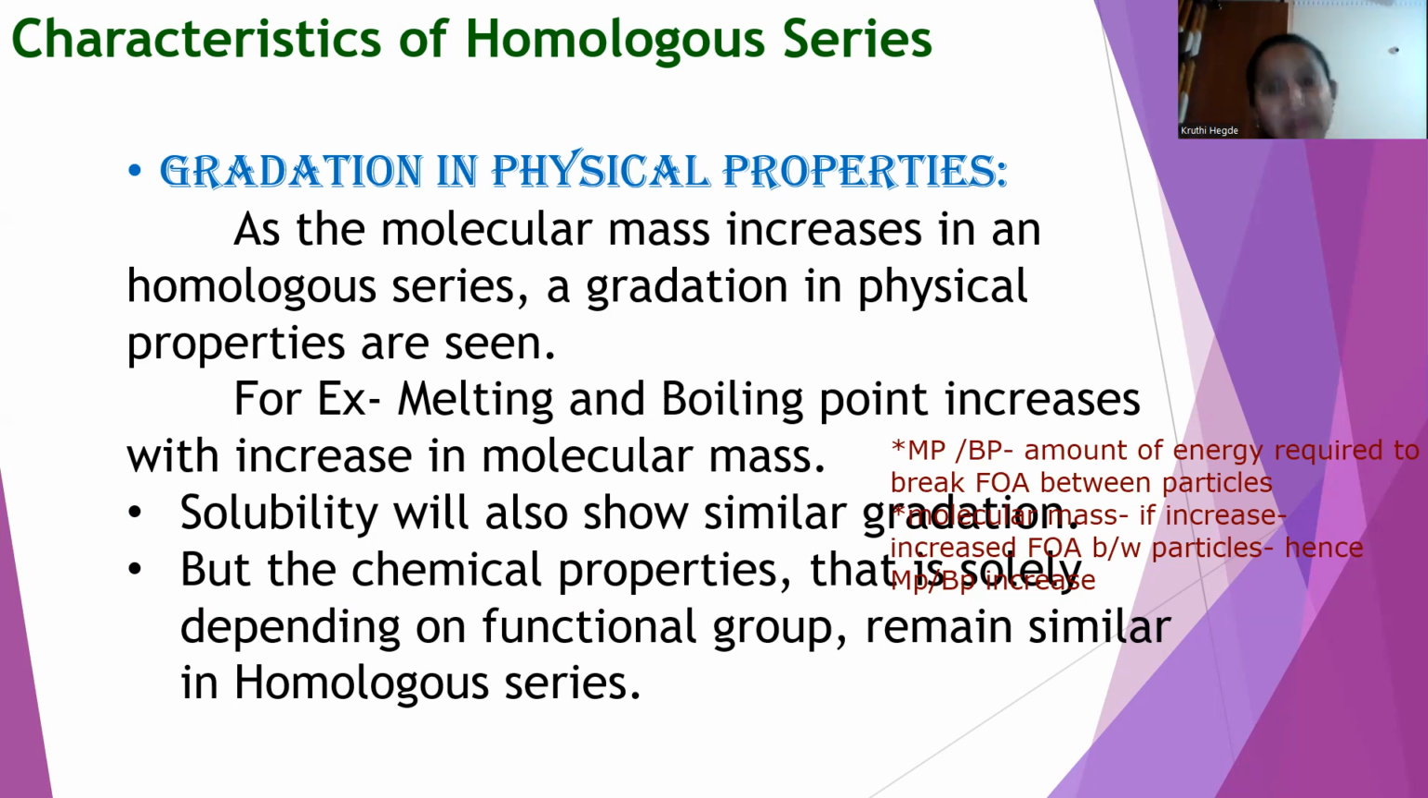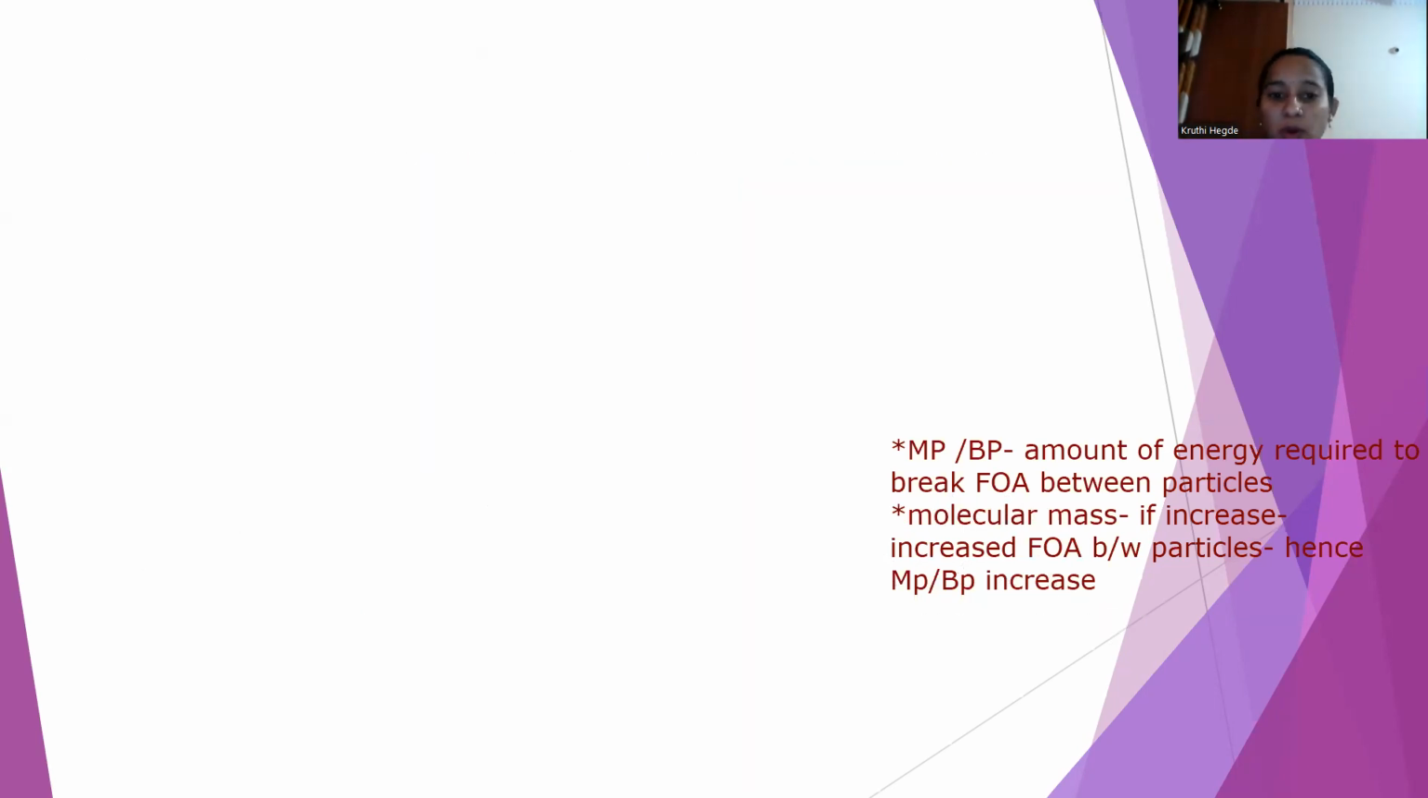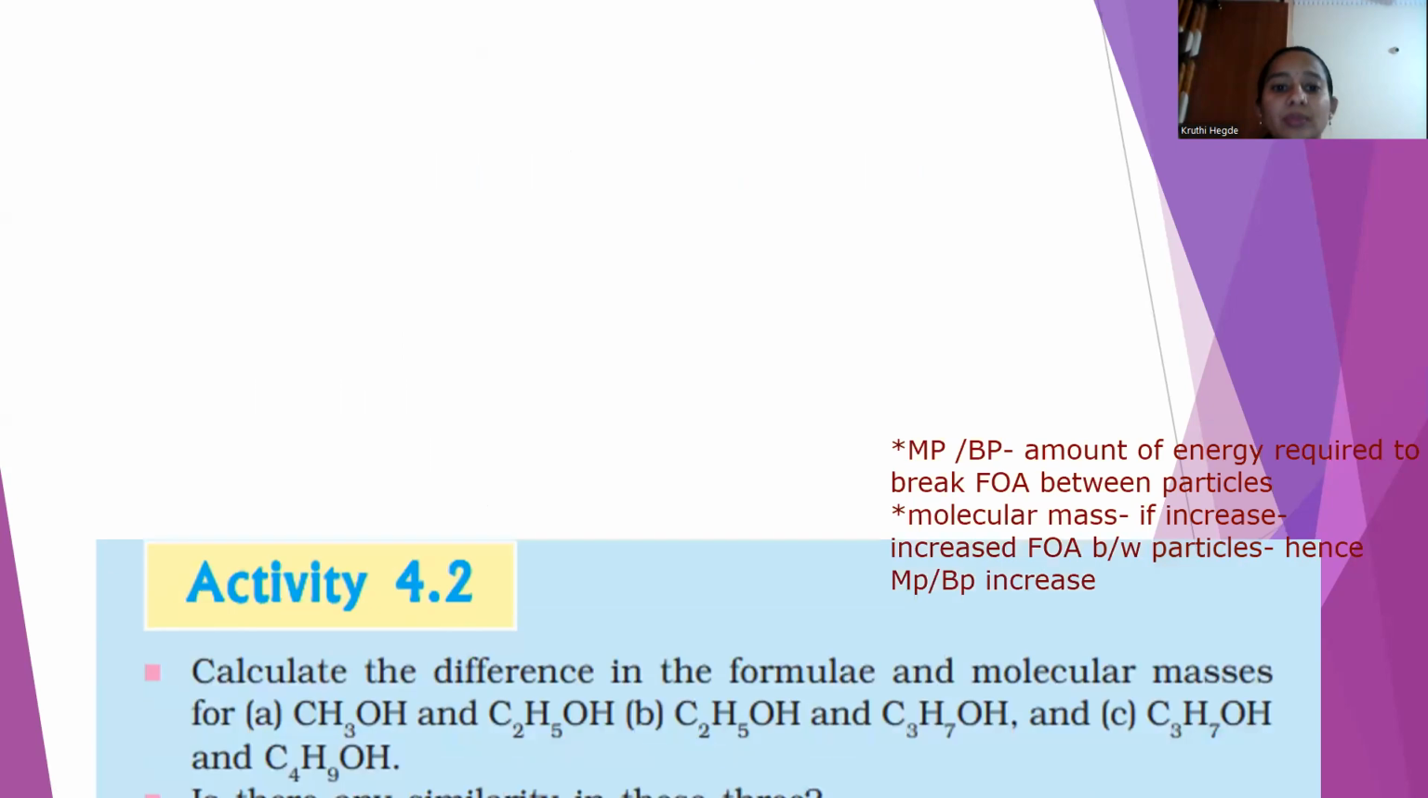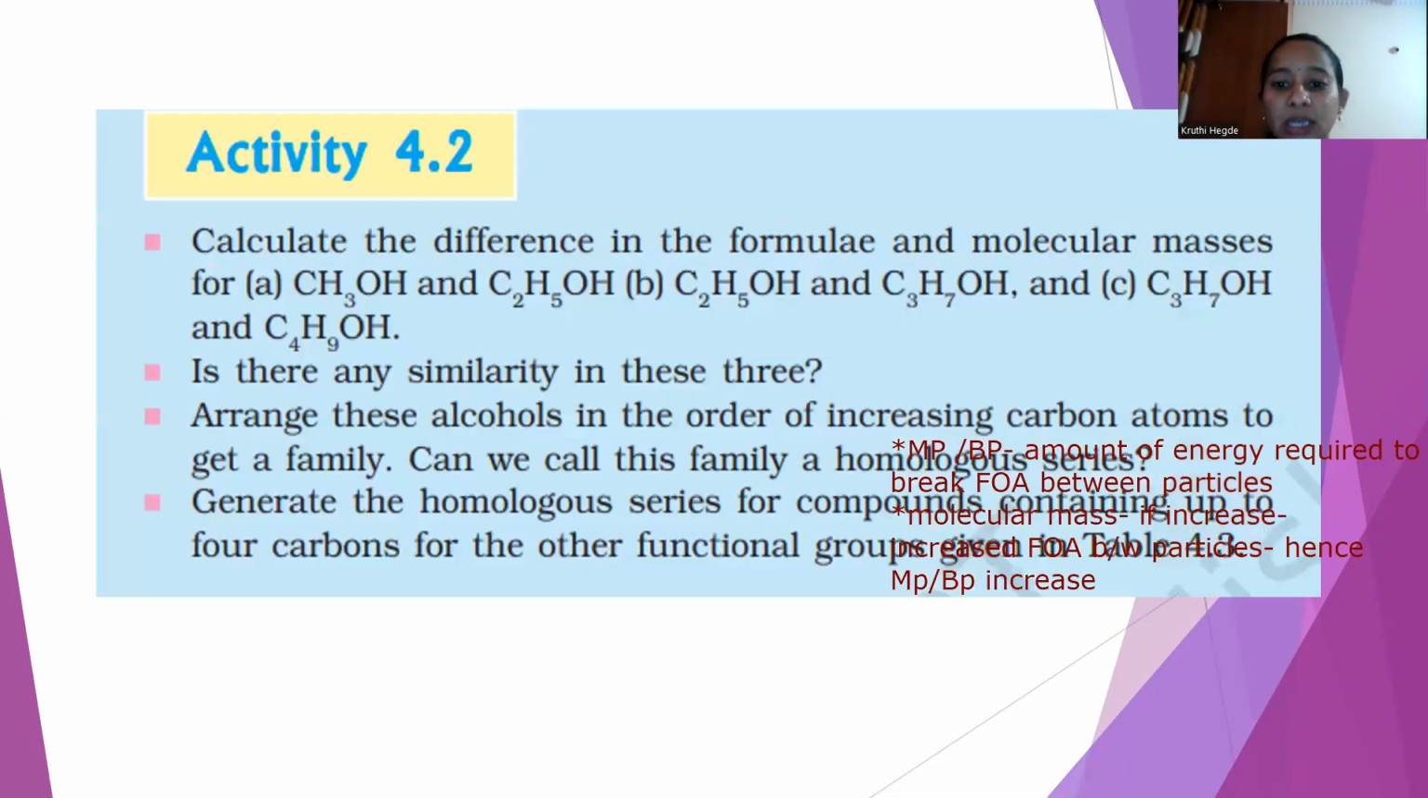Because they completely depend on the functional group ಮೇಲೆ depend ಆಗಿರೋದಕ್ಕೆ, we'll tell that chemical properties of the homologous series remain the same. ಯಾವಾಗಲೂ homologous series ಅಲ್ಲಿ physical property increase ಆಗ್ತಾ ಹೋಗುತ್ತೆ ಹೊರತು chemical properties remain the same. Got it? Understood this point? So here is a last activity which is related to homologous series only.